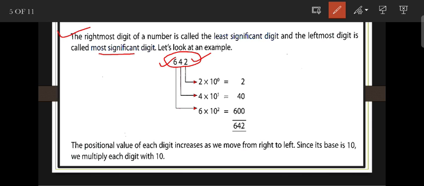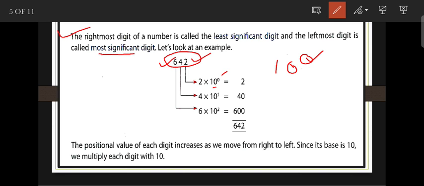And here you can see 2 multiplied by 10. Why multiply by 10? Because 10 is the base of the decimal number system. And here you can see the positional value, 10 to the power 0. When we move from right to left, the positional value is increased.